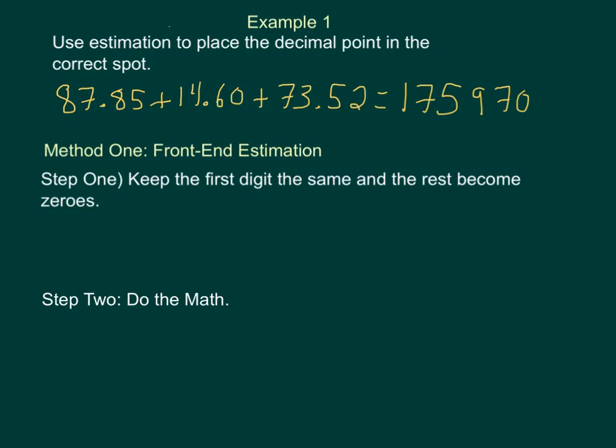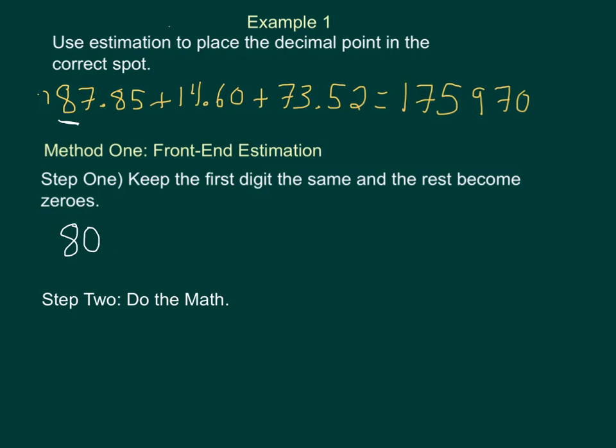Method 1 says front end estimation. The first step to this, it says, is keep the first digit the same and the rest becomes 0. So what we're saying is, before we even try to add anything, we're going to look. Our first number here, we're going to look at the first digit, which is 8. It says keep it the same, and the rest becomes 0. So, in following with that, that means that we're going to have 8, and then the rest becomes 0. It would be 80. We can ignore the decimal point there. 80, if we wanted to, we could do that, but it's not really important because we're working at just what's in front of the decimal.